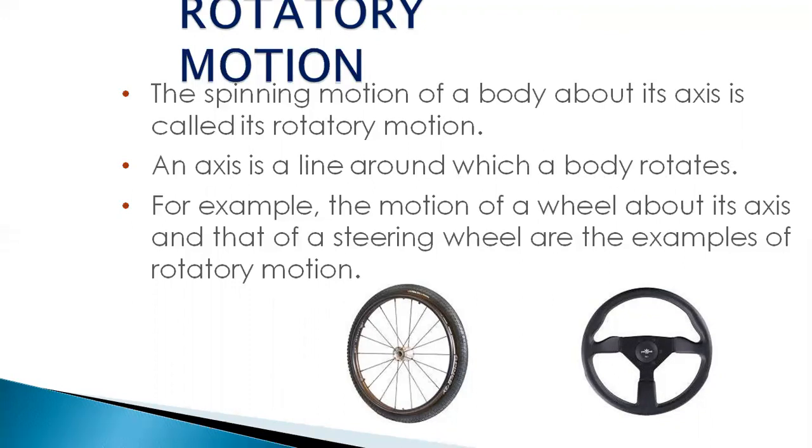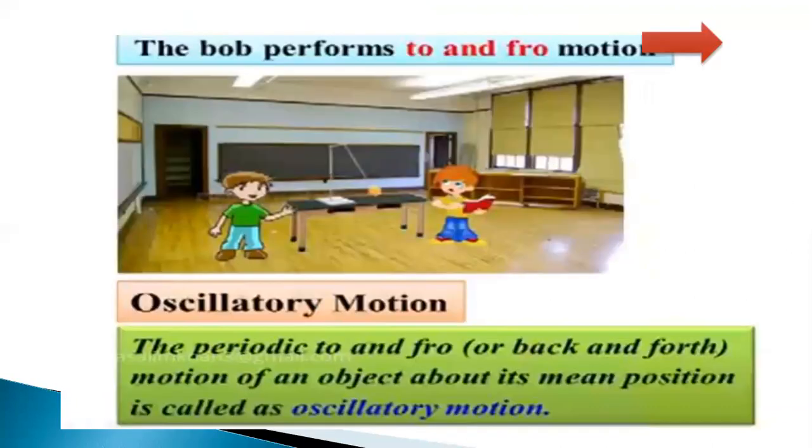Next one, oscillatory motion. Here, a motion in which a body moves to and fro, that is back and forth, about its mean position is called oscillatory motion. When you are sitting in a swing and making a to and fro motion, that is back and forth motion, that type of motion is known as oscillatory motion.